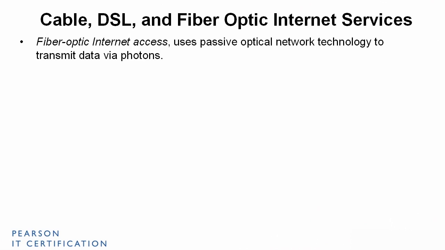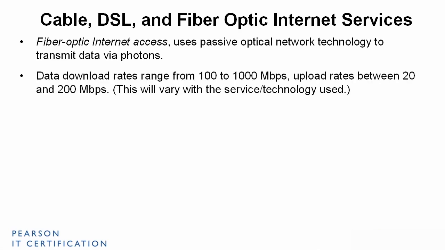So, fiber optic internet access uses passive optical network technology to transmit data via photons. It's using light to send information over the glass, over the fiber optics. It's passive, there's no electricity needed, there's no copper. The data download rates are going to be way faster than your typical broadband, cable, or DSL, and it's going to range from 100 to 1,000 megabits per second. Upload rates will be a fraction of that, between 20 to 200 megabits per second, still very fast.